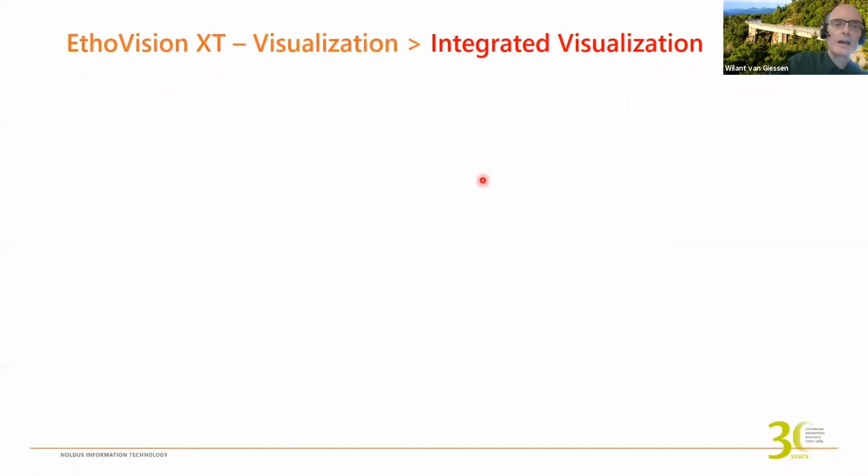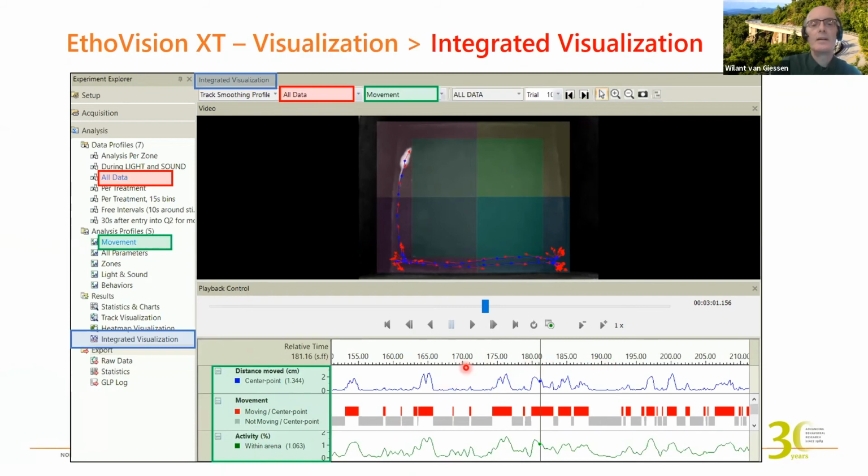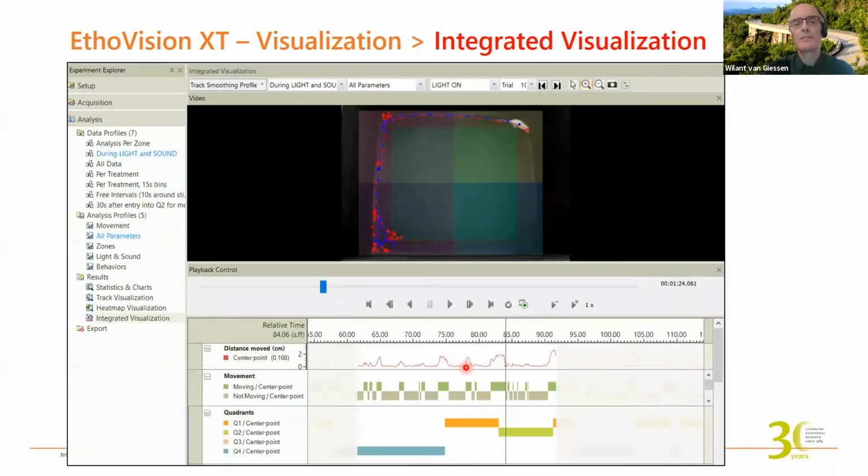There's one more visualization, the integrated visualization. This is where you can actually play back your video with the track superimposed on your video. In this case, it's all data and movement, and it will play back and move over your graph. So this is a great way to see what all goes on simultaneously, and whether or not the track is indeed always on top of your animal as it should be. Good way to review your data.